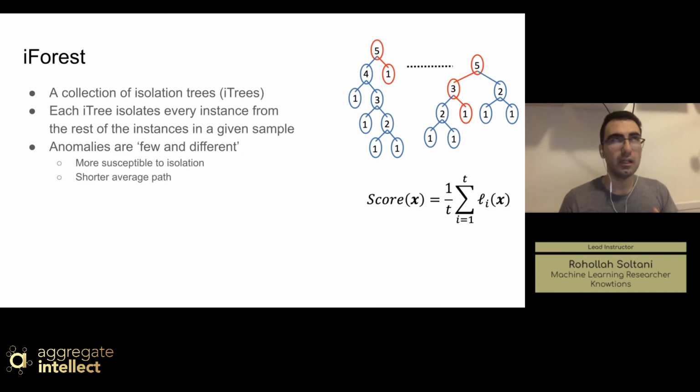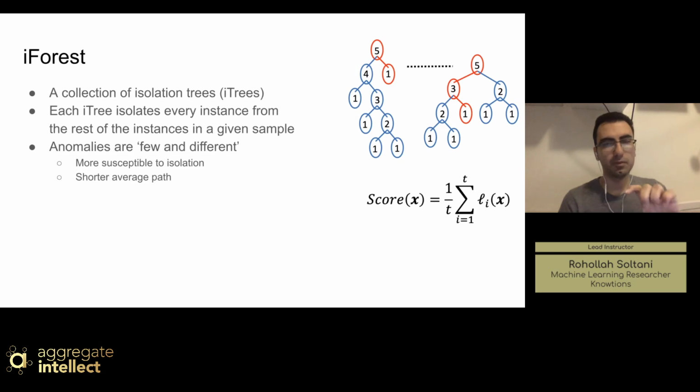And what is isolation forest then? Isolation forest is basically an ensemble of isolation trees, and each tree is an isolation tree which is constructed from some small subspace, and each tree isolates every instance from the rest of the instances in a given sample. These trees isolate every point, and the path length will be the average over a forest of such random trees.